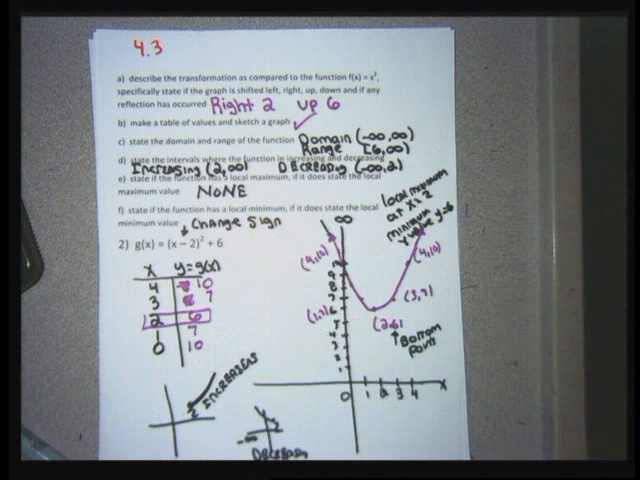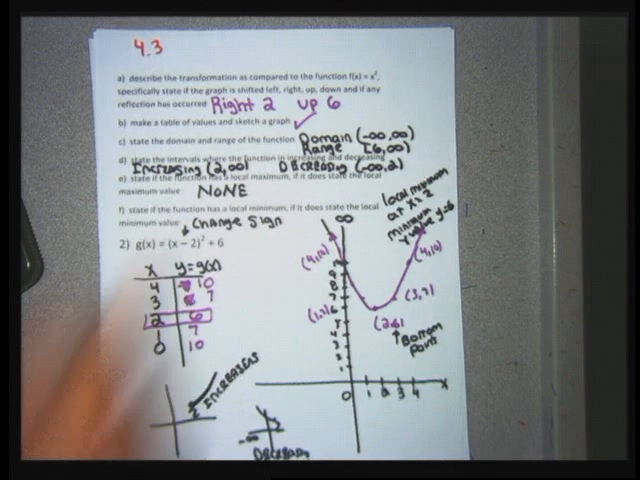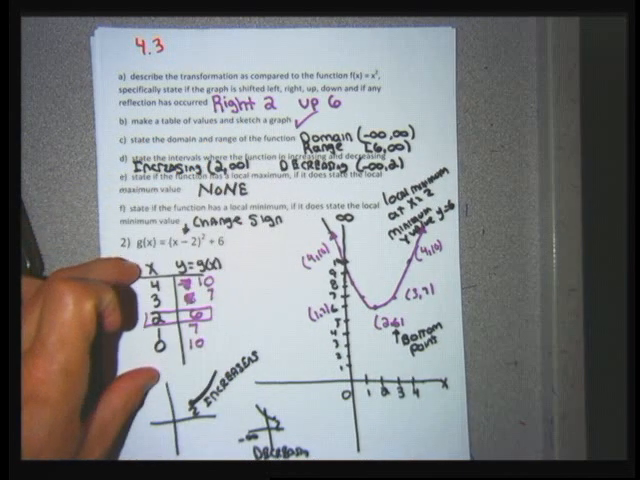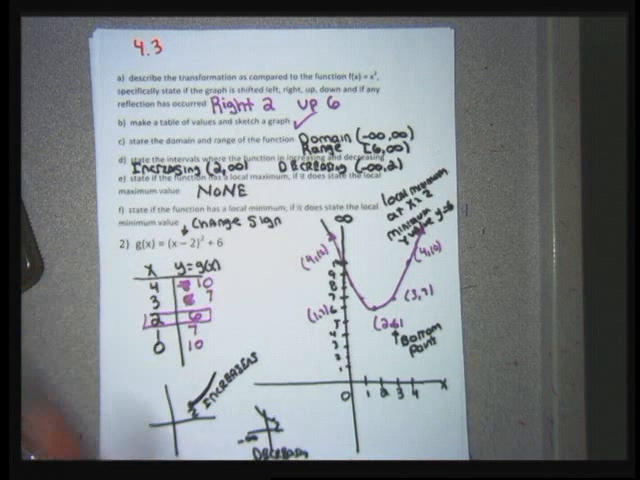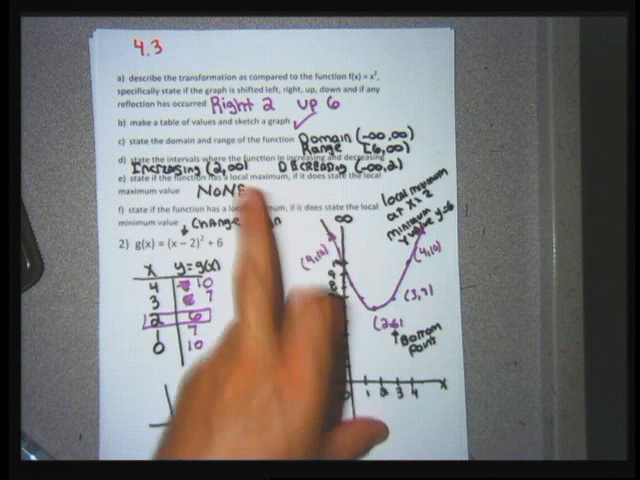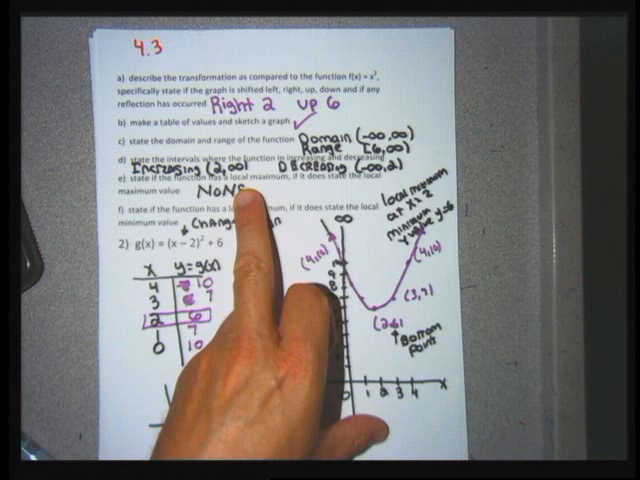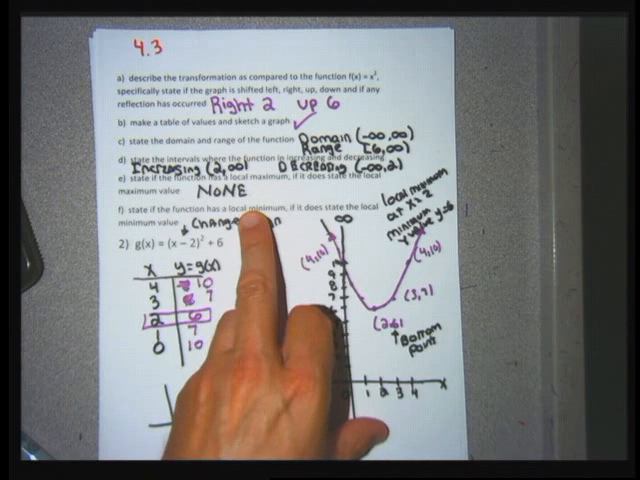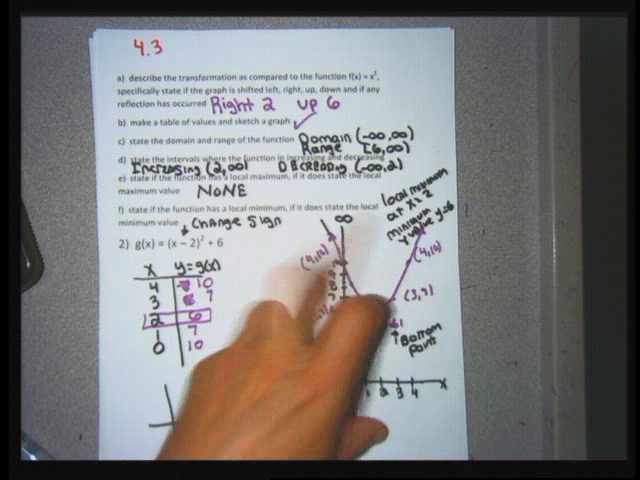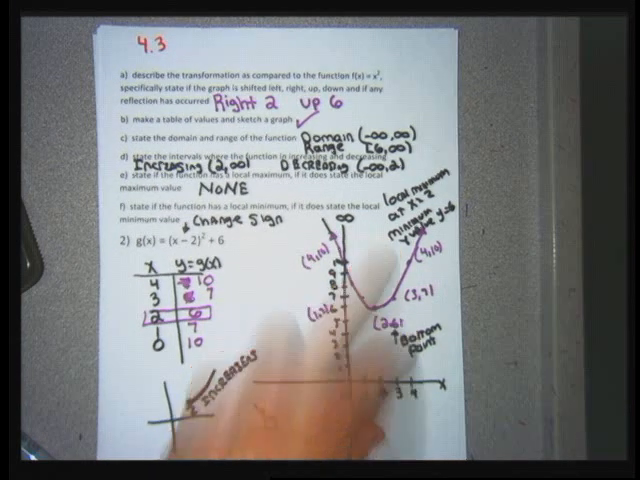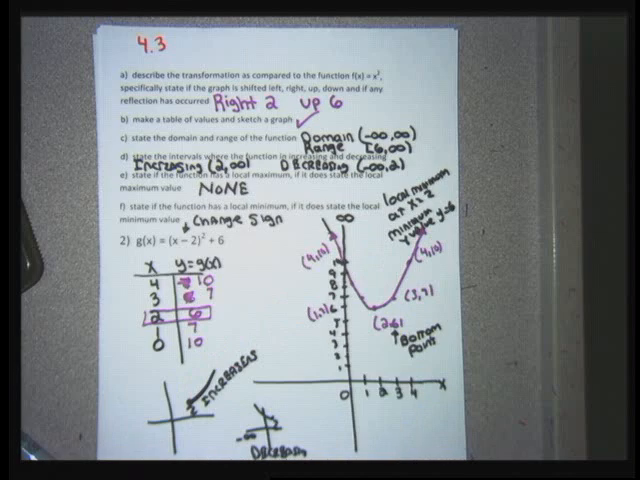So I've answered everything that needed to be answered: described the transformation, right 2 up 6, made a table of values, sketched the graph. All domains of parabolas are negative to positive infinity. The range went from the bottom y 6 to the top y's infinities. Because the vertex was a minimum point, it doesn't have a maximum. And the x-coordinate, we say there's a local minimum at the x-coordinate of the vertex, and the local minimum value is the y-coordinate of the vertex. That's everything that's asked for problem 2.